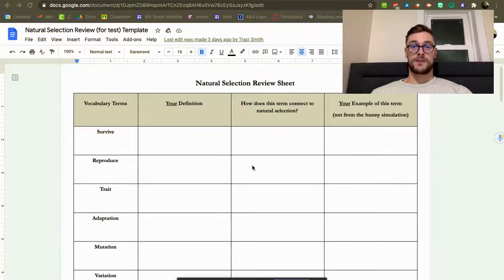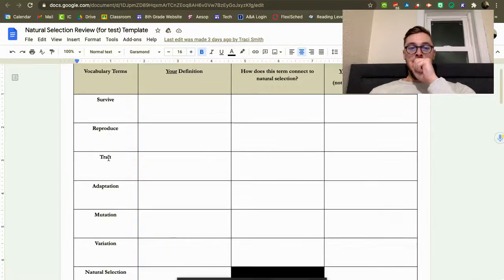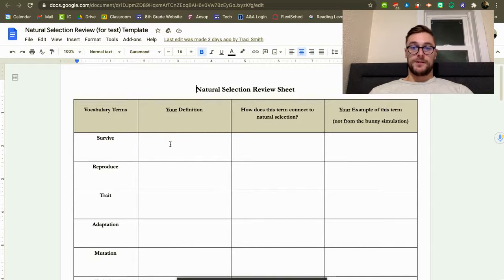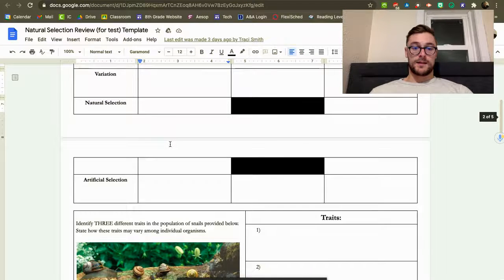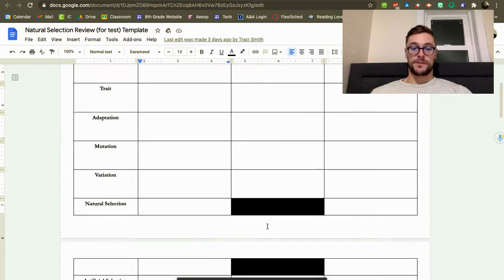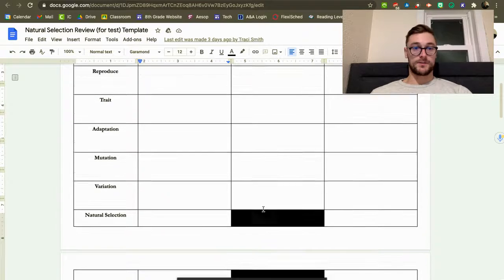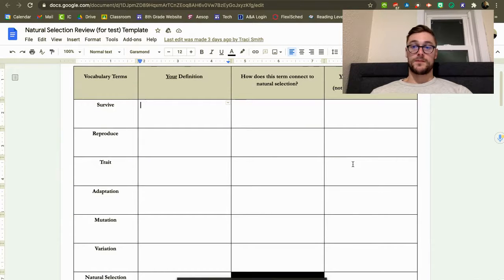And then lastly, we have the natural selection review worksheet. So we have some vocabulary terms right here. I want you to write your own definition of these ones, and then, of course, how these terms relate to natural selection. For natural selection itself, it can't really relate to itself. And then lastly, use an example of this term.